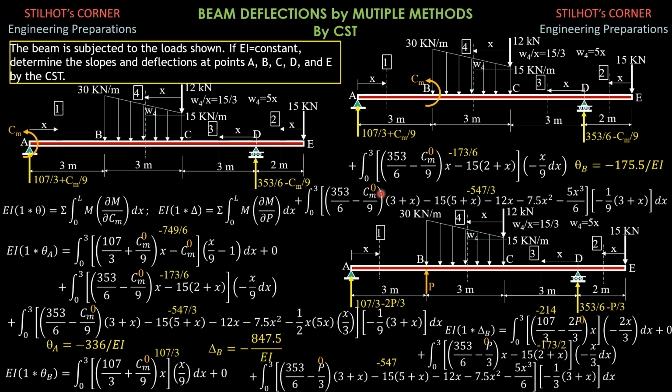Then setting C sub m 0 prior to integration, I'm using your high-tech calculator. The integral is negative 547 over 3 combined with negative 173 over 6 and 107 over 3. Then we have theta B equals negative 175.5 over EI, just like before.